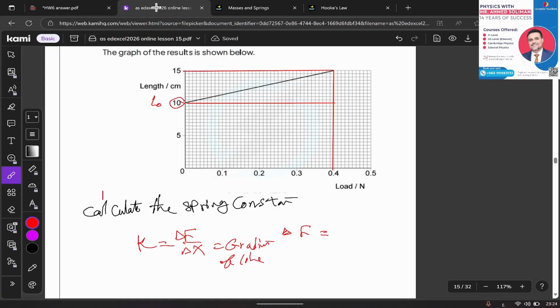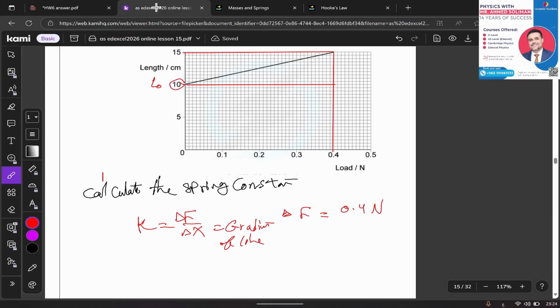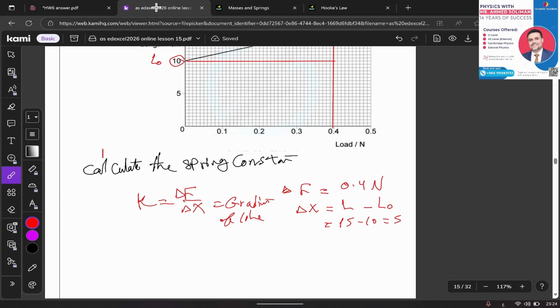So delta F is what? 0.4. Yes. What about delta X? It will be L minus LO, right? Yes, it will be 15 minus 10 equal 5, but be careful because this is 5 centimeter. So you need to convert it to meter, divided by 100, equal 0.05.